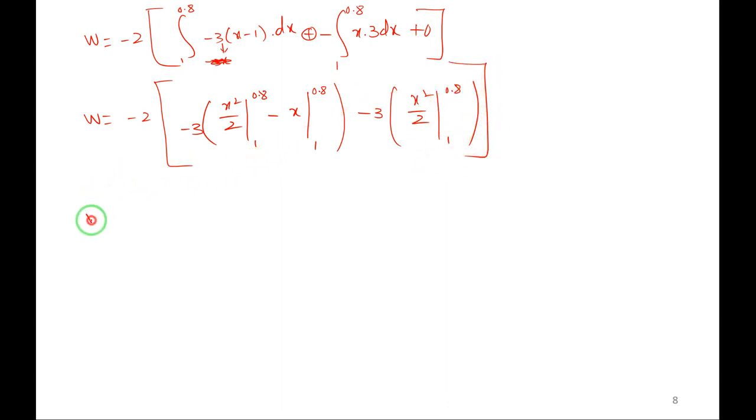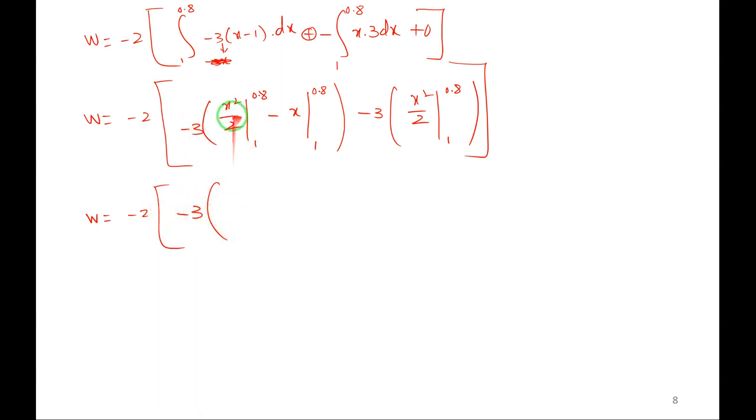I hope you understood, right? Yes, I will do one by one. This one: the upper limit is x square. 0.8 square minus 1 square into minus 3 by 2. Is it fine? Minus 3 is taken outside, and 3 is common from both. So 3 is outside, minus 3 as it is.